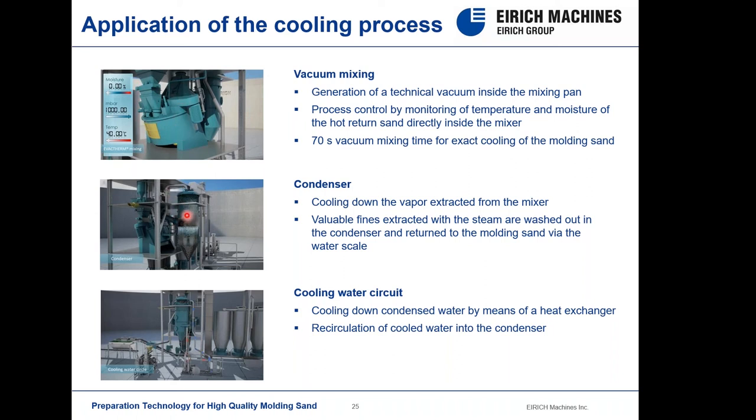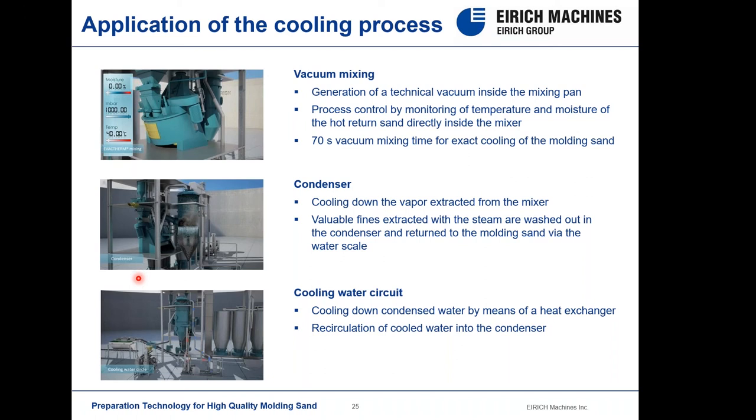going into the condenser. Now, in the next part, in this condenser, we're going to take that steam and cool it down to make it water again, in order to have this water coming back into the system. So as you see, it's a closed system that has other benefits. One of them is that the valuable fines extracted with the steam are washed out back in the condenser, and it can be reused in the return sand.